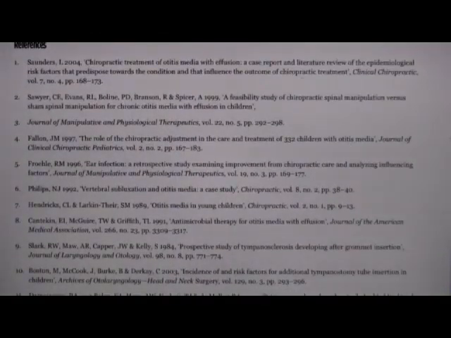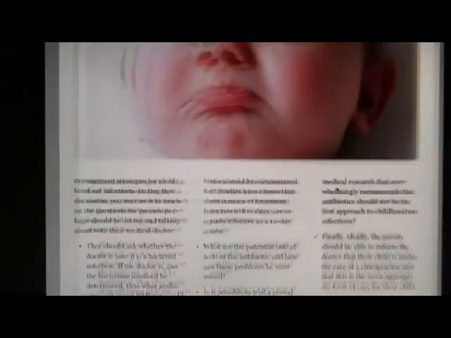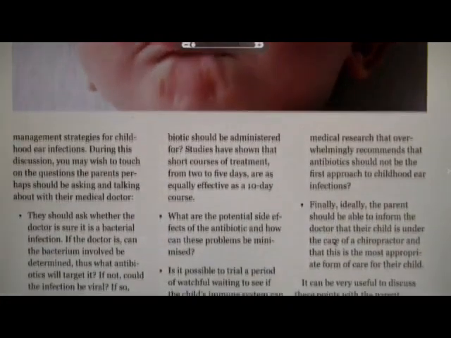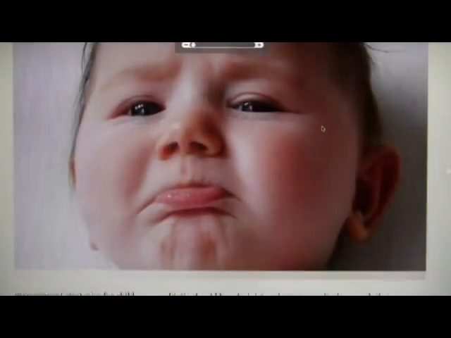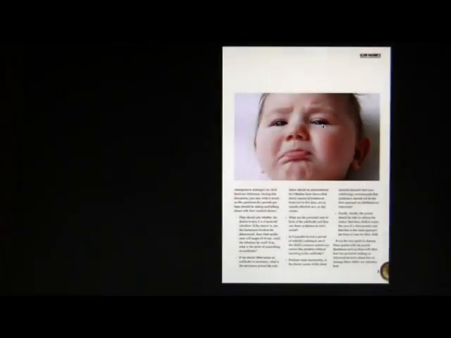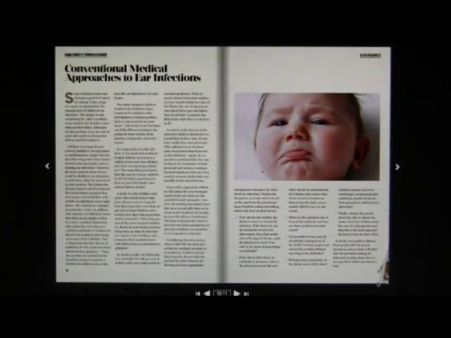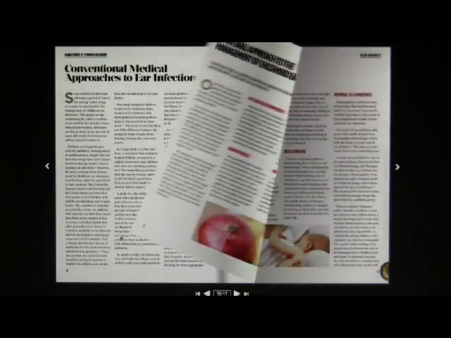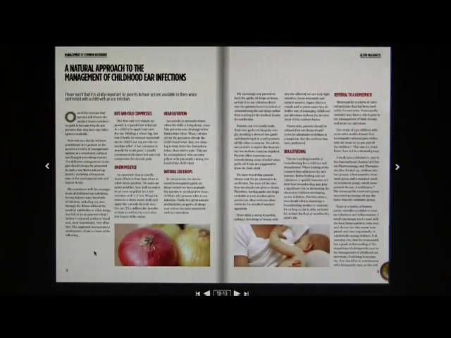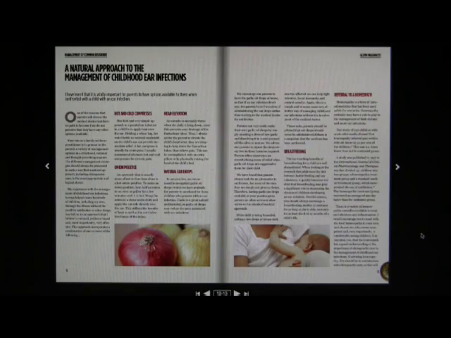Included in this module is also a list of essential questions that the parent should perhaps be asking their medical doctor when an antibiotic is prescribed for their child. The discussion then moves on to a more natural approach to childhood ear infections. A variety of management options is explored which will very importantly allow parents to assist in the management process. I believe this is very important.